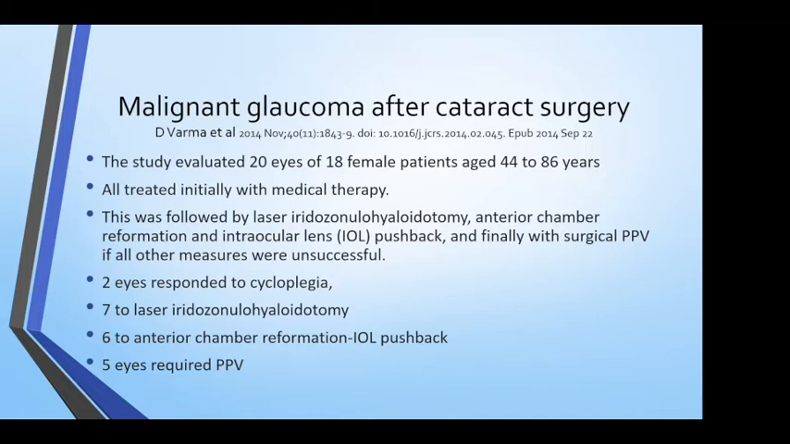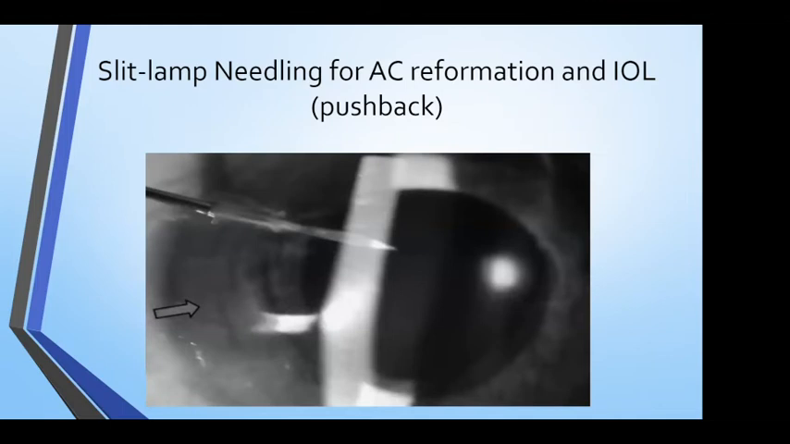What they found is 2 eyes responded to cycloplegia, 7 eyes responded to YAG laser alone, and 6 eyes needed anterior chamber reformation and IOL pushback, which I will show you. You go in with a needle and push on the anterior face of the IOL and push it back while you're forming the AC with a little bit of force. I think they did that on the slit lamp, not even in the OR. And 5 eyes required pars plana vitrectomy. This is a picture of this needling for the AC reformation and IOL pushback.